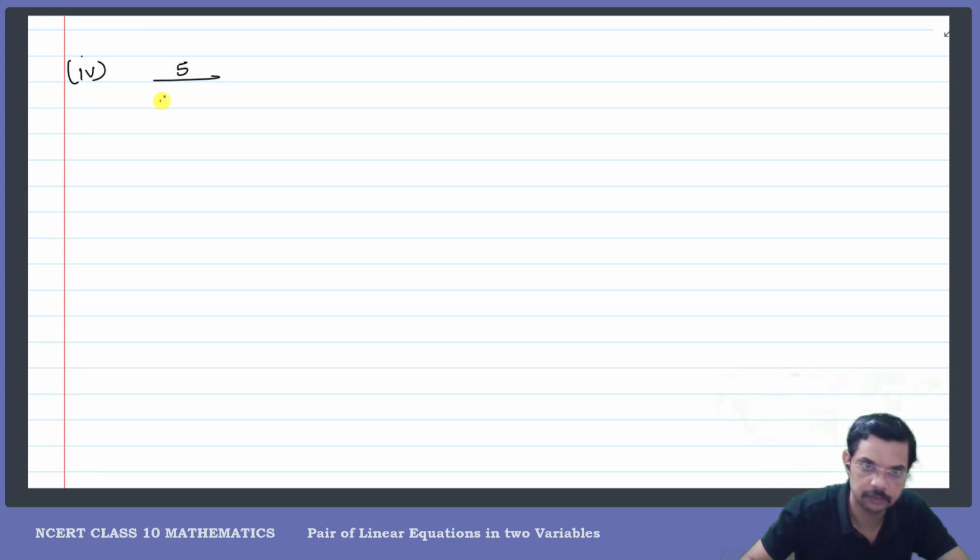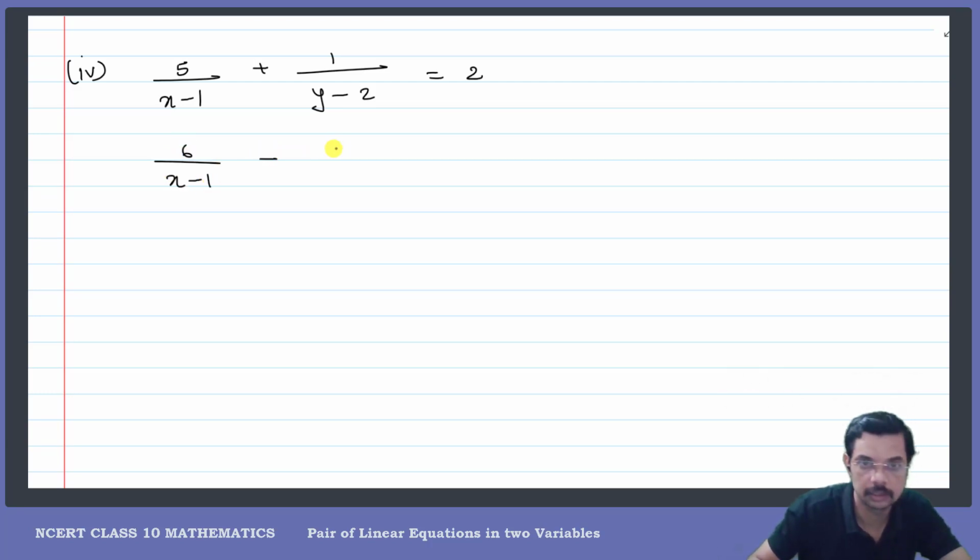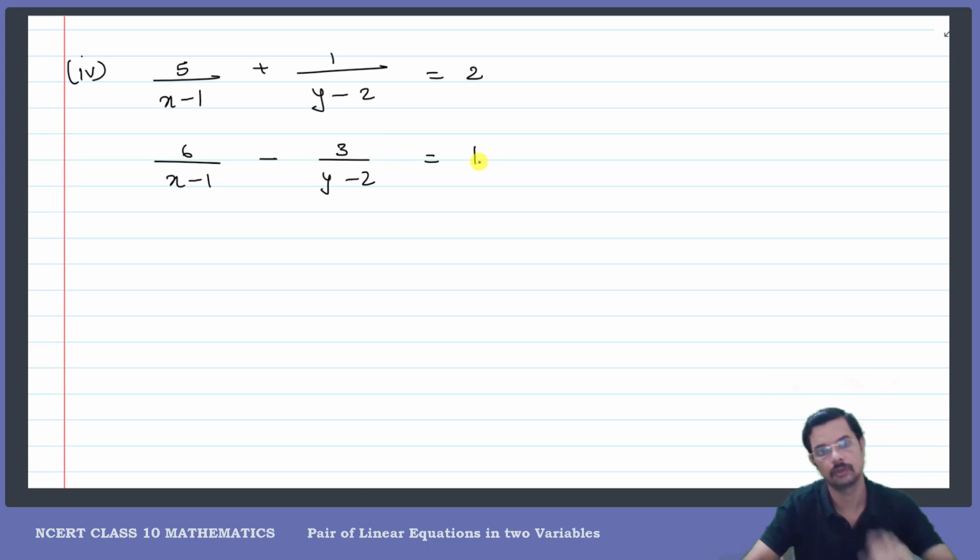5 by x minus 1 plus 1 by y minus 2, and that is equal to 2. And the other equation given to you is 6 by x minus 1 minus 3 by y minus 2 equal to 1. This is given to you.